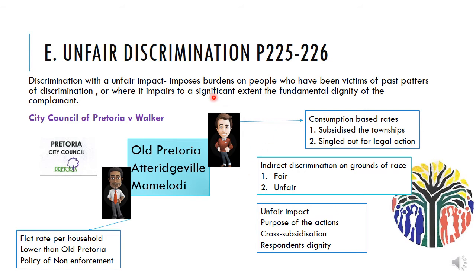So what the court was saying was the fact that they were only taking legal action against the residents of Old Pretoria was unfair. Because it wasn't based on whether you could pay or not. Because they never tested if people in Atteridgeville and Mamelodi could pay. They just decided that irrespective of your income, if you lived in this area, you would not have to pay. Or your services would not be suspended and there would be no legal action. So in these circumstances, the council had not discharged the burden of showing that racial discrimination was not unfair.